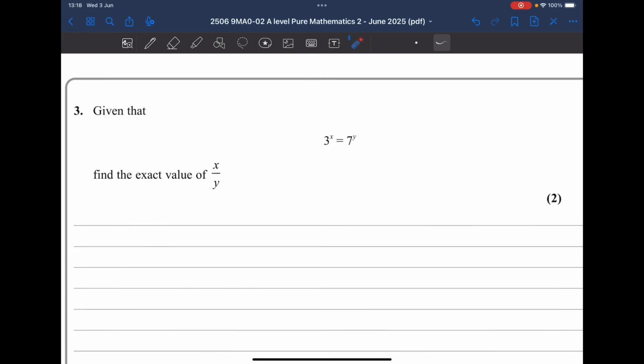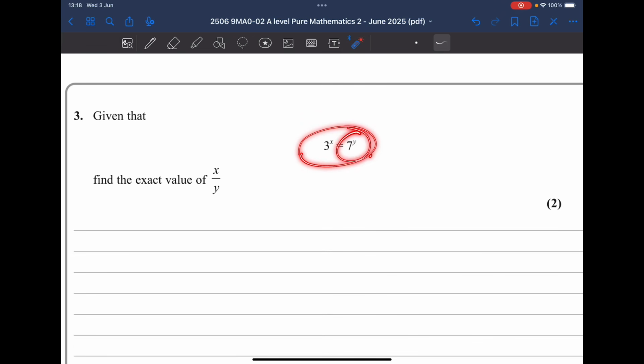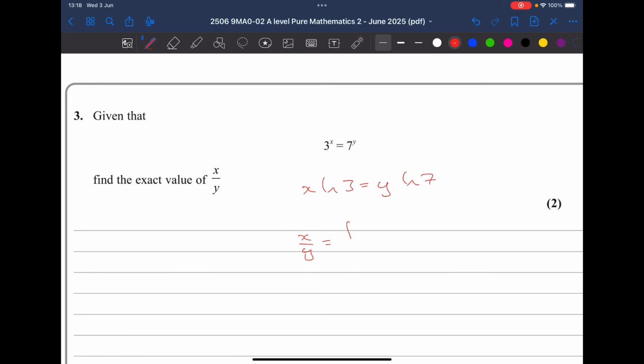Number 3 then. 3 to the power of x is 7 to the power of y. So we want x over y. So to get the powers down into the kind of base level, we're going to take logs of both sides. You could do any base here, 3, 7, or e would be nice. I'm going to do just e because that's what I normally do. So we'll have x log 3 is equal to y log 7. We want x over y, so we'll divide by the y, divide by the log 3. We've got log 7 over log 3.